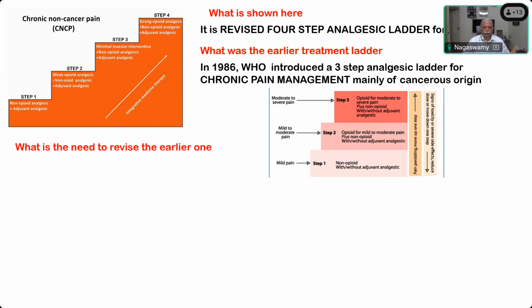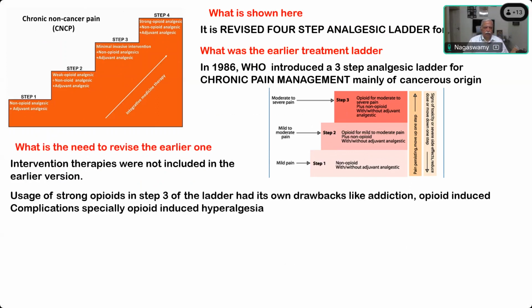Why has the 3-step ladder been made into a 4-step ladder? Intervention therapies were not included in the earlier version. So when people started using interventional therapies, it needed to be included, and they naturally had to revise it. Also, usage of strong opioids in step 3 of the ladder had its own drawbacks like addiction and opioid-induced complications, specifically opioid-induced hyperalgesia. Because of that, they had to revise this into 4 steps.